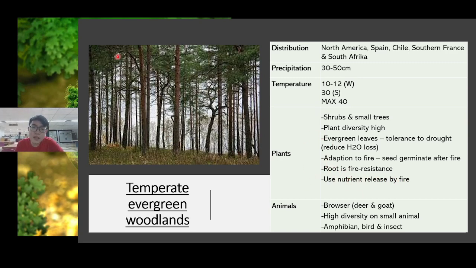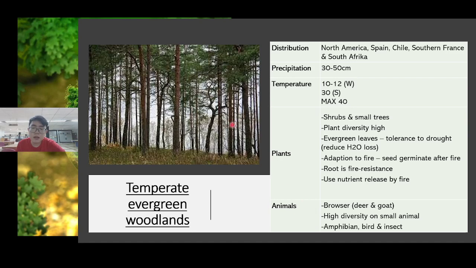If you see the trees here, the stem of the tree is actually very thin compared to the rainforest, because they have to reduce water loss. The precipitation in this forest is not high, 30 to 50 cm only. So they have to be drought tolerant to reduce water loss.